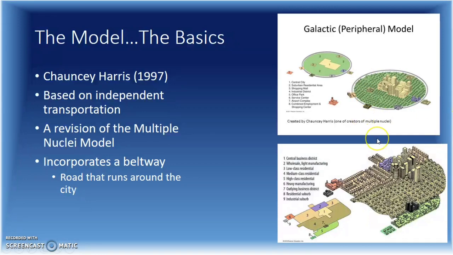I put the multiple nuclei model here so we can do a real brief comparison. On a basic premise, the peripheral model and the multiple nuclei model are almost exactly the same. We have a separation of spaces in terms of activity. You have a central point, and I'll talk about that in just a second, but you'll notice the separation of the different types of activities. If you took the beltway and added it to the multiple nuclei model, that's essentially what you would have.